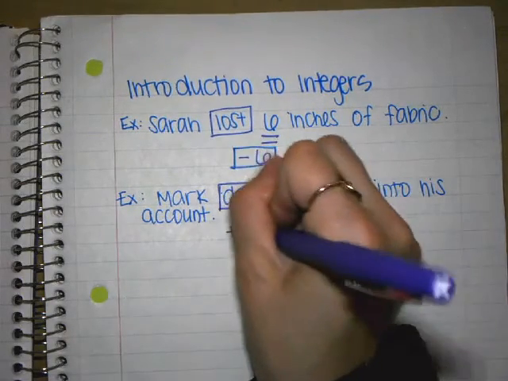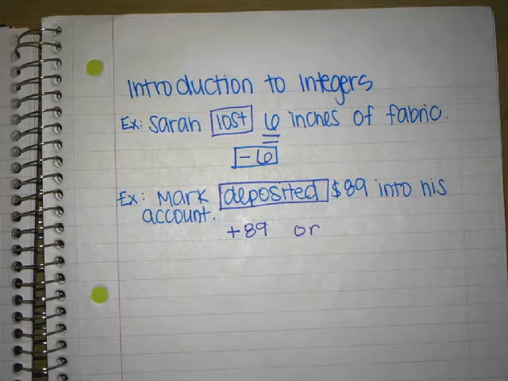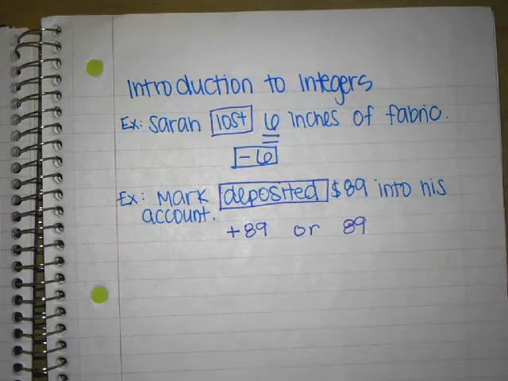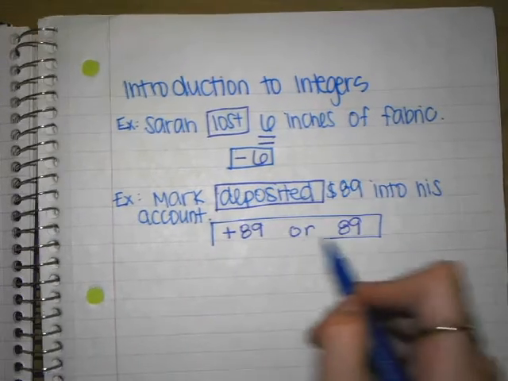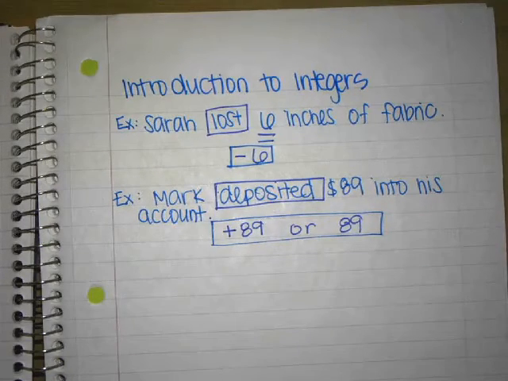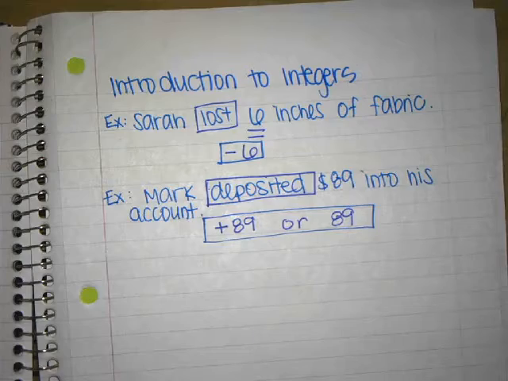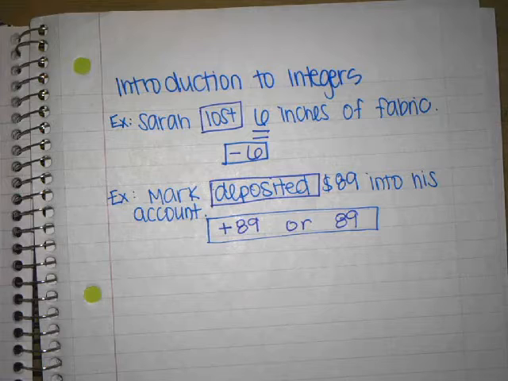Positive. So we should write a positive with what? 89. There's one other way that we can write this. Just 89. You can write it either way. I will accept both answers, because you do not need the plus sign, but you can add it and be fine. Notice I also didn't label anything. I'm not putting dollar signs. I'm not putting inches. Now, can you? Absolutely. You just don't have to.